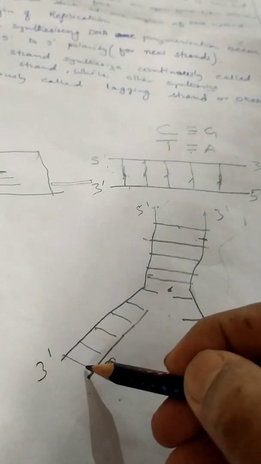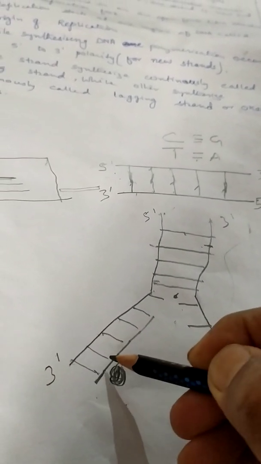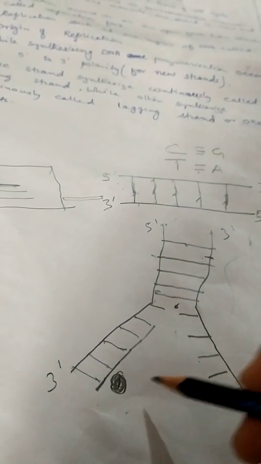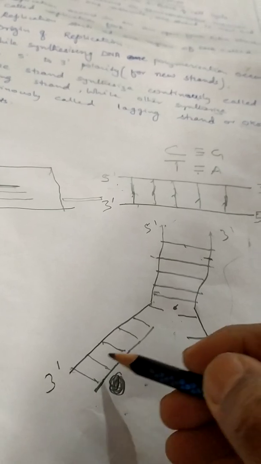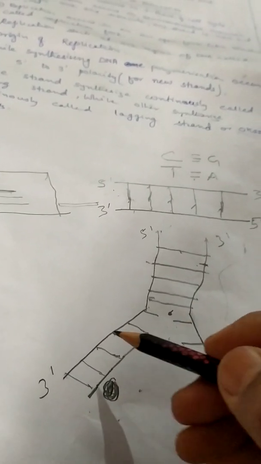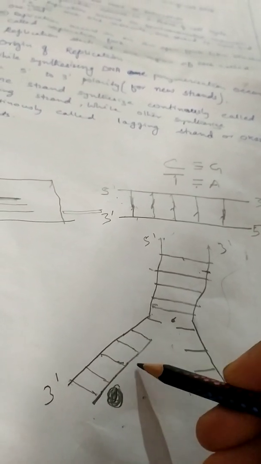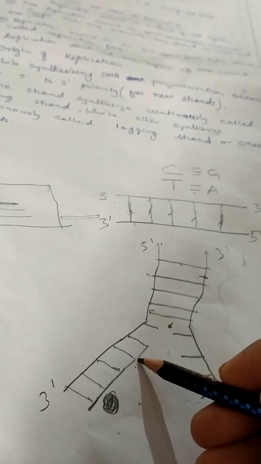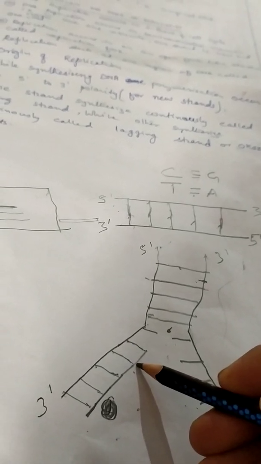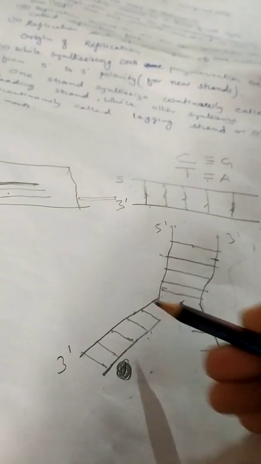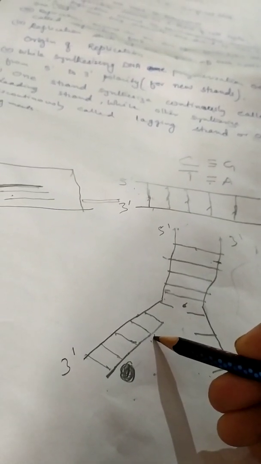Ultimately, here also the hydrogen bond is established. Initially the bond was broken by the helicase enzyme, and that will join with the new strand of DNA. Now see, this is the old strand and this is the new strand. These two new strand DNA helices are joining with each other, and the new DNA will have one old strand and the other a new strand.